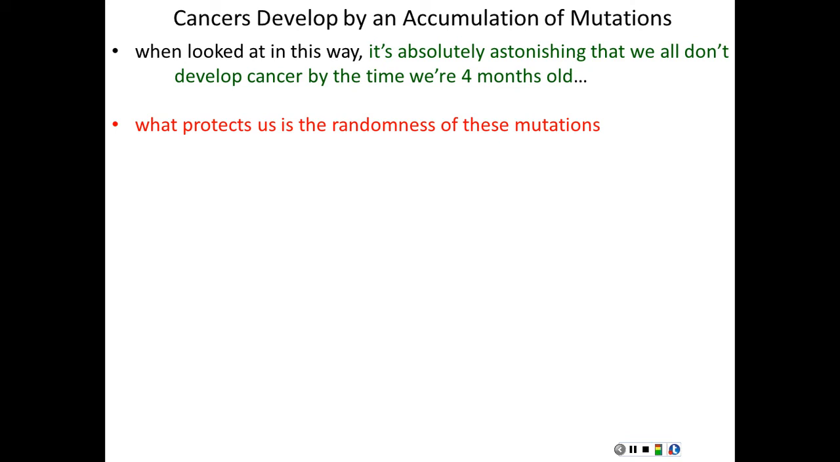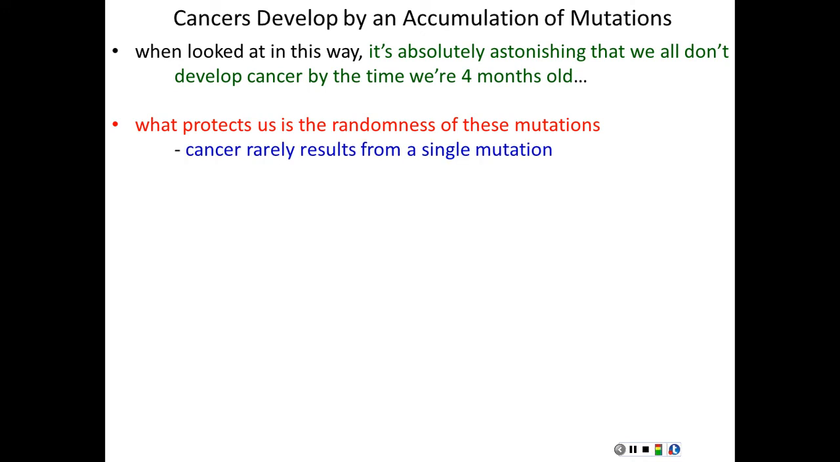In fact, not to diverge too much here, to take a tangent, but what protects us also is junk DNA. A lot of those mutations are occurring in junk DNA. One major theory for why junk DNA exists and persists evolutionarily is that it is a place for DNA to be mutated that draws those mutations away from important genes. But what protects us from early onset cancer from these mutations is the randomness of these mutations.